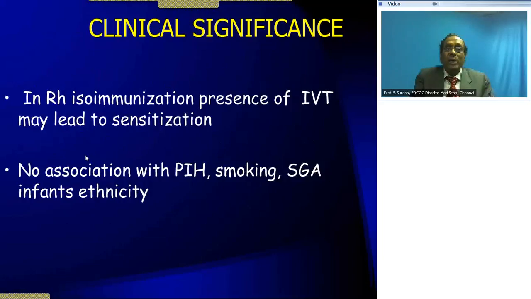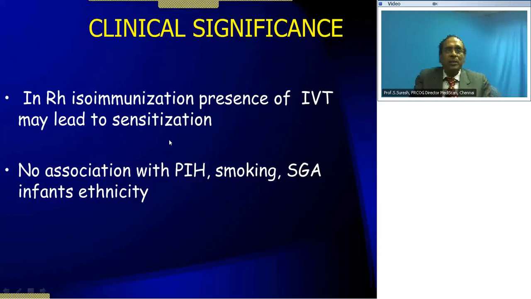The clinical significance, of course, is that in Rh-isoimmunization patients, the presence of an intervillous thrombosis may actually lead to sensitization. So if you are not in the habit of giving prophylactic anti-D antenatally, and a patient has intervillous thrombosis, it may be better to give anti-D in the antenatal period. It has no association with PIH, smoking, small for gestational age, or ethnicity.